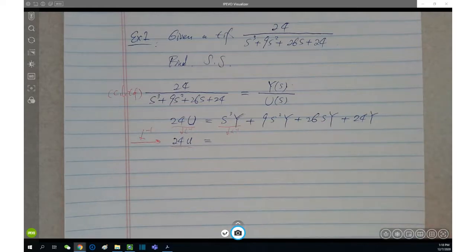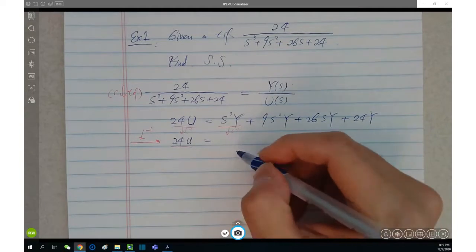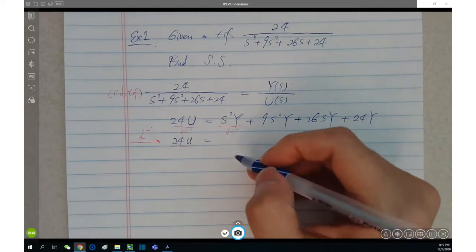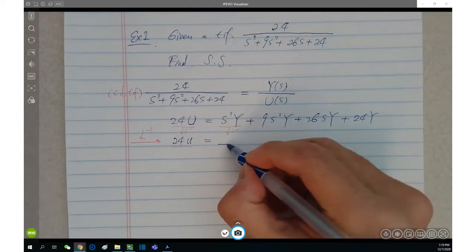Anyone still remember? If you don't remember, that's okay, but do you know where to find it? Very good. It's a table, the one in the handout we were given. And from there, we find out this is actually what? S cube is what? What's the inverse Laplace?